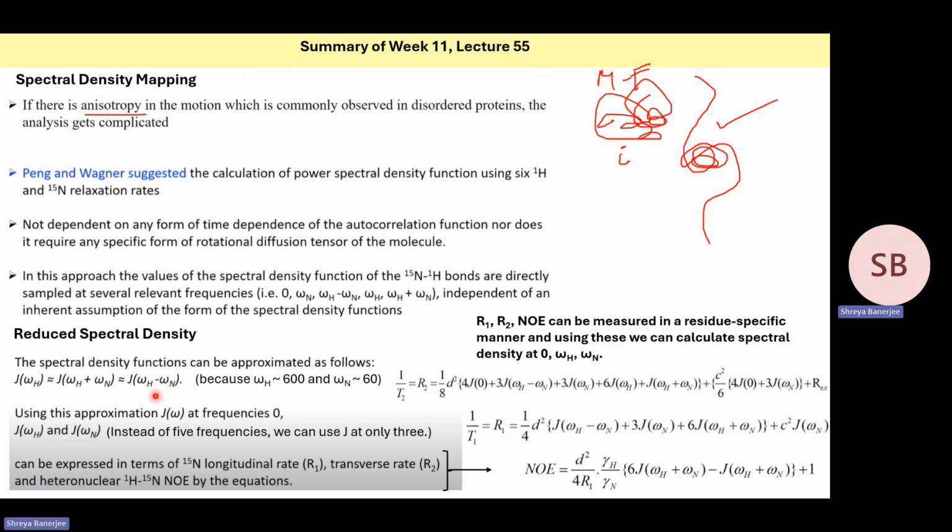So here an approximation can be taken, which is called reduced spectral density. We know that omega H is around 600 and omega N is around 60. So we will make this assumption that the spectral density function J at omega H is approximately the same as the spectral density function at the sum of omega H and omega N, because omega H is 600, this is 600, this sum is 660, and this difference is 540.